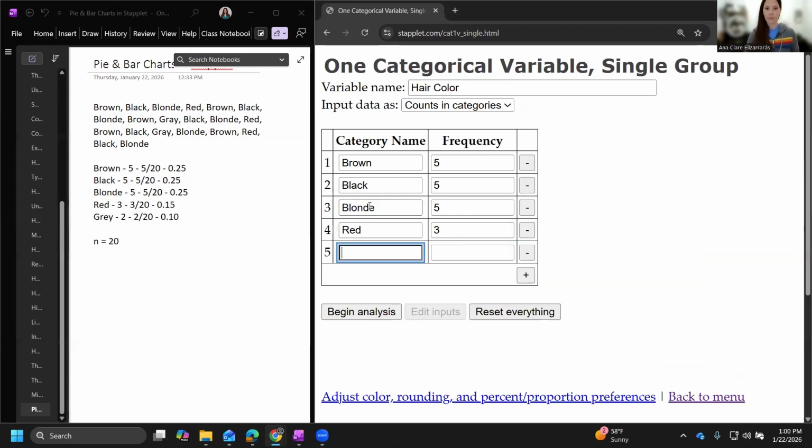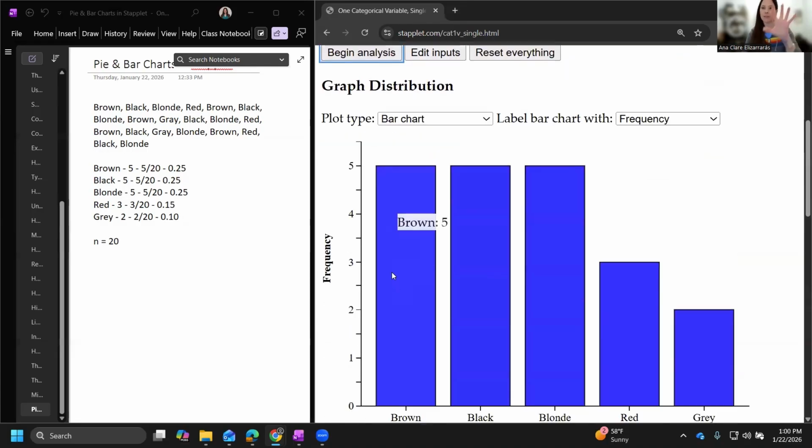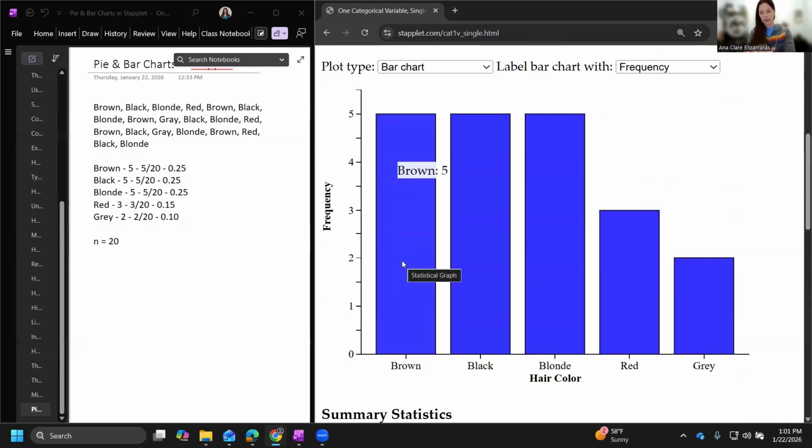Blonde, red, and then gray. So now that I've entered the counts in categories, I've made sure that all of my categories are capitalized, everything looks good for formatting. I would begin analysis. And below, I have the graph distribution. I'm given the title of the graph below. I have brown, black, blonde, red, and gray, which is the order I entered it in. I could change the order if I wanted to. I could put it in alphabetical order. I could do whatever order I wanted on the horizontal axis.